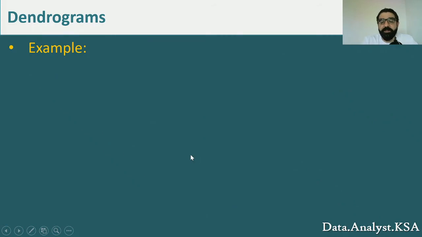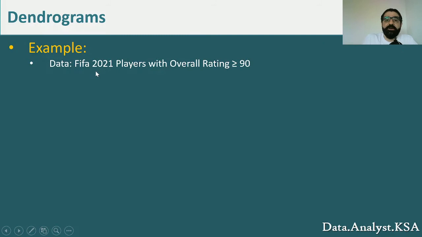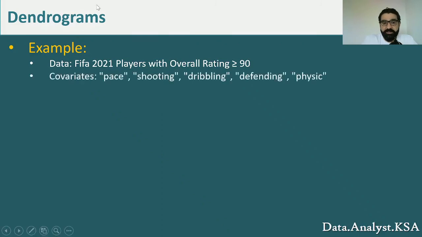Now I created a small example just to understand dendrograms better. So I worked with the data of the FIFA 2021 players, and I took the players that had an overall rating of 90 plus. The overall rating of 90 plus ended up with 12 players among the list of thousands of players. And I took the ones that have values for these covariates. So I only focused on pace, shooting, dribbling, defending, and physique.